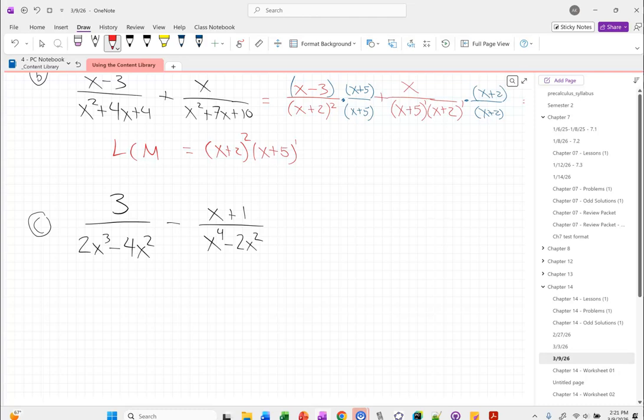Yeah, let's factor them denominators. How do I factor 2x cubed minus 4x squared? Take out a 2x squared.